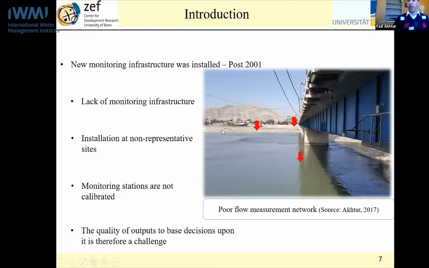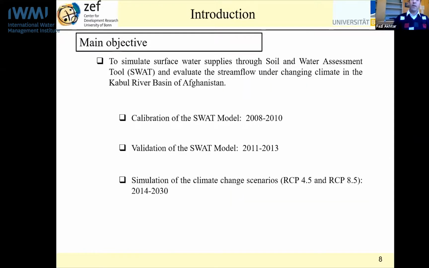Then there is a bifurcation which divides the water, which means theoretically the flow on the other side of this divide is not being measured. So these are the sort of issues which exist in the wider river network of Afghanistan. And ultimately, the quality of the outputs on which to base decisions is rather a challenge.